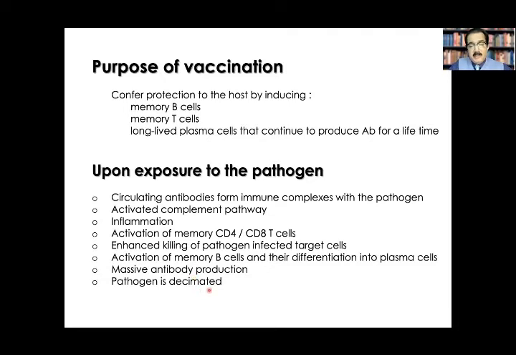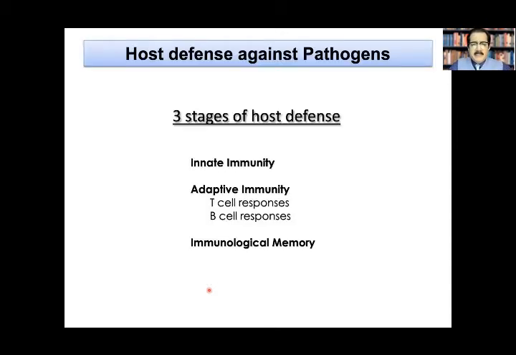Finally, the pathogen has no chance. It is decimated. So what pathogens do to escape this is mutate away and change, and that becomes a challenge. Like in flu, you vaccinate, then you control the virus, and then it mutates, and then you make another vaccine and so forth every year. So this is an introductory slide. There are 3 stages to host defense. The first is innate defense.